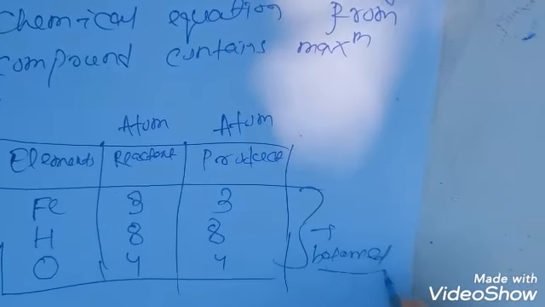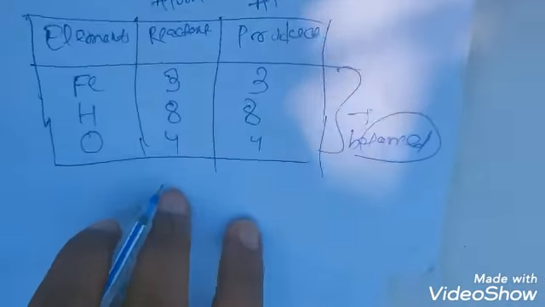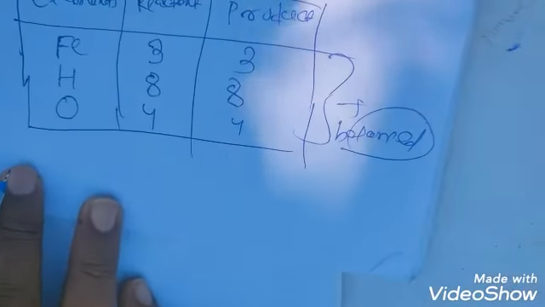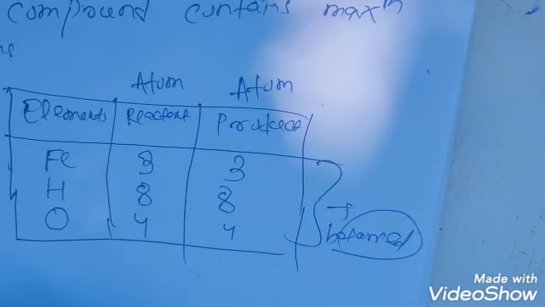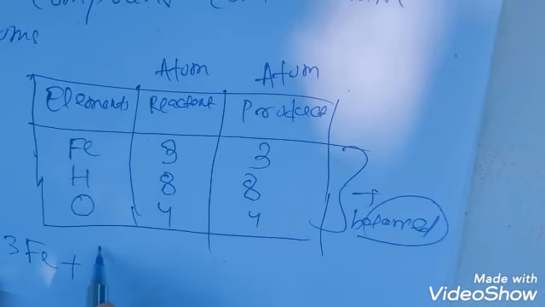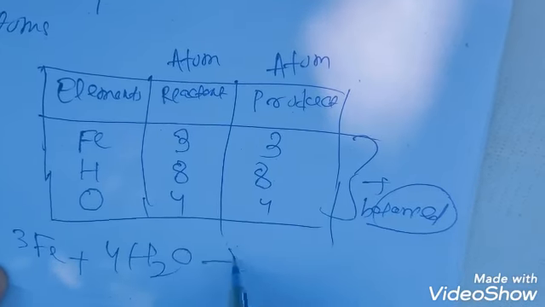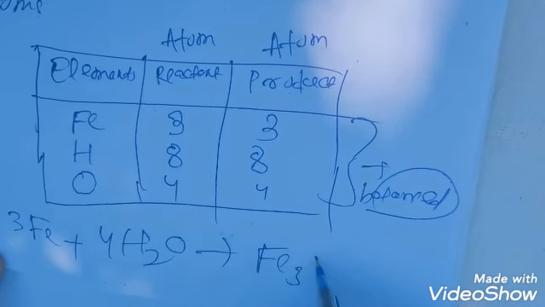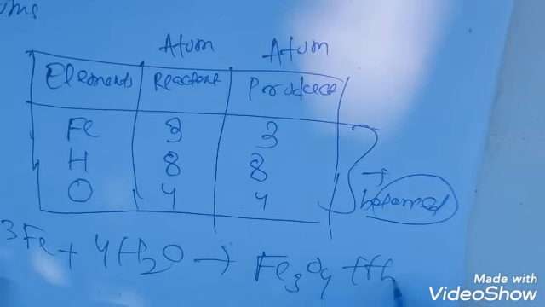It is completely balanced. So we can write the balanced chemical equation: 3Fe plus 4H2O gives rise to Fe3O4 plus 4H2. That is final.